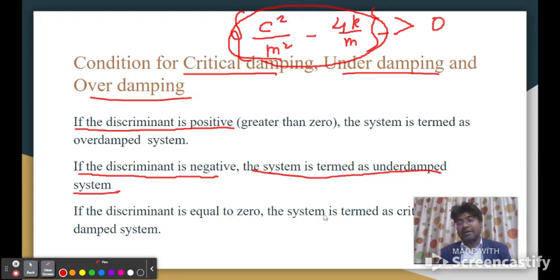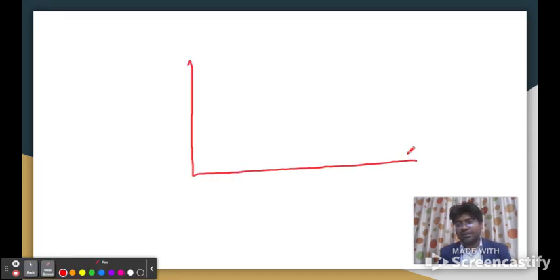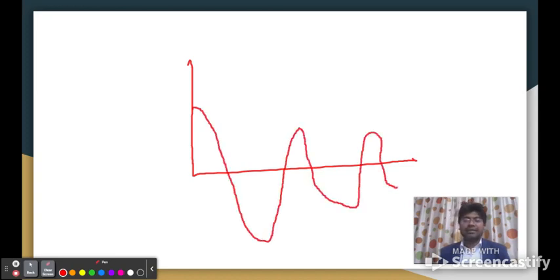In reality, we want our system to be critically damped. Let us make a figure and understand from that. First let's talk about the underdamped system. Underdamping is defined as vibration, like this, and it will reduce slowly.